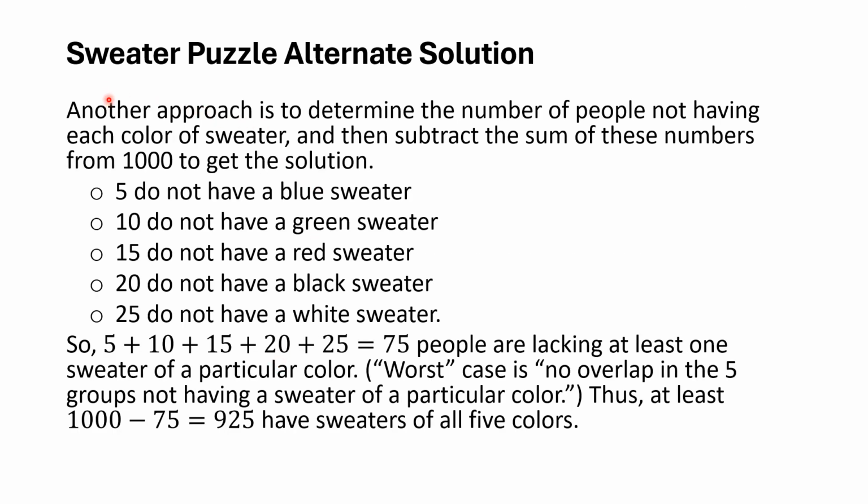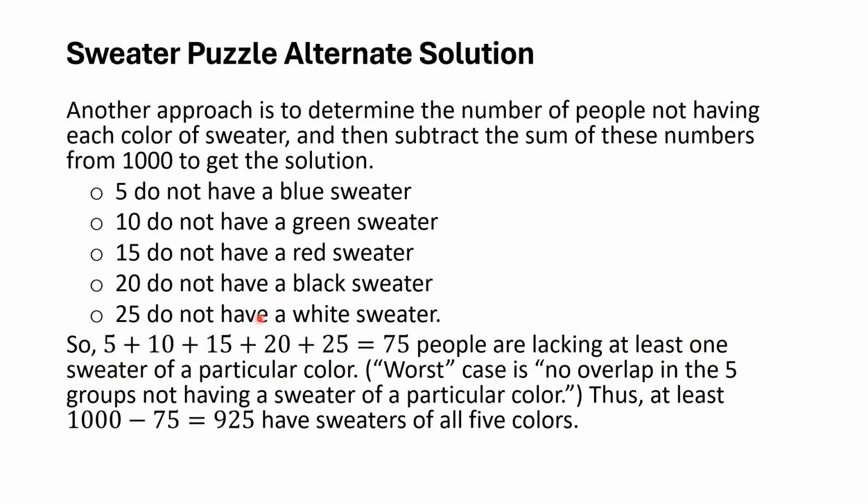So we have an alternate solution to our problem. Another approach is to determine the number not having each color of sweater and then subtract the sum of these numbers from 1,000 to get the solution. So it's pretty easy. We have 5 people who don't have blue sweaters, I'm just subtracting from 1,000. 10 don't have green, 15 don't have red sweaters, 20 don't have black, and 25 do not have a white sweater. So these are the number of people out of the 1,000 that don't have each of the 5 different types of sweaters. So in total, there's 75 people who are lacking at least one sweater of a particular color.